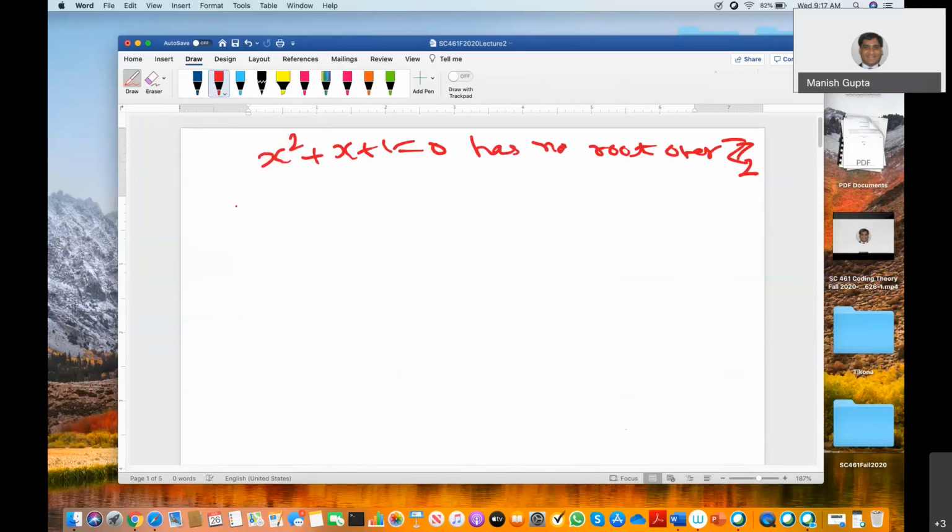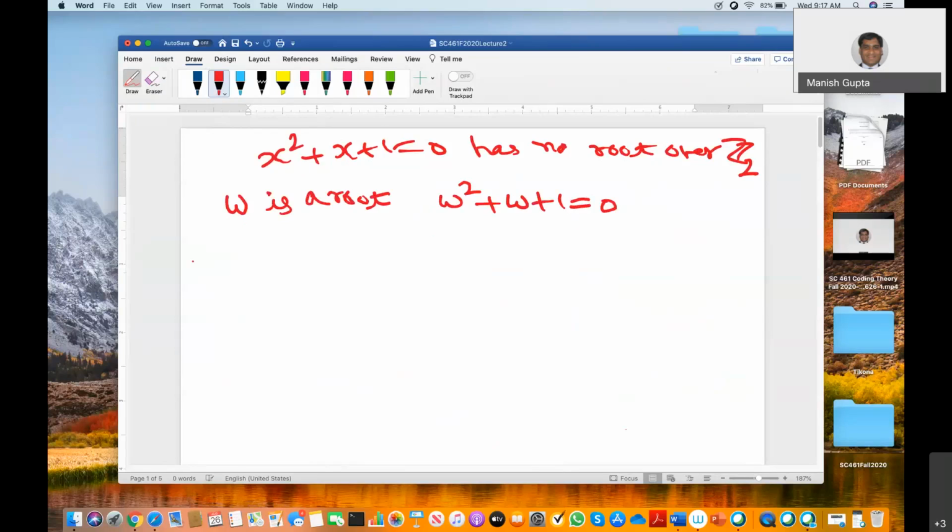Remember, in x square plus 1 is equal to 0, going from real to complex, i was the root. We assumed i is the root of that equation, so i square plus 1 is equal to 0. So here, suppose omega is a root, which is not in Z2, outside Z2. So I will call it omega square plus omega plus 1 is equal to 0.